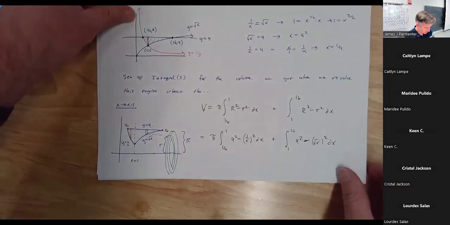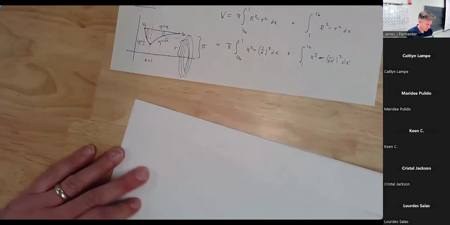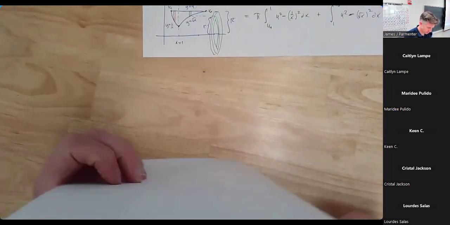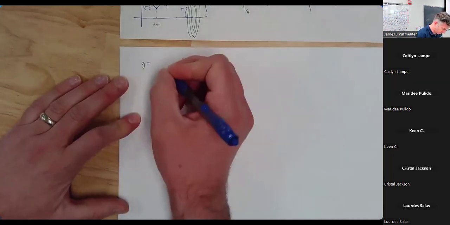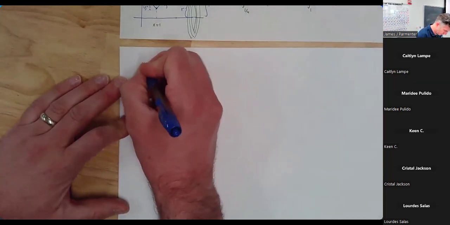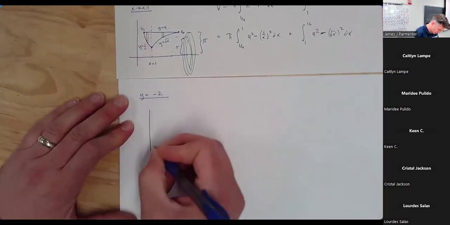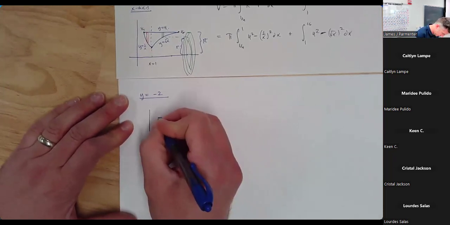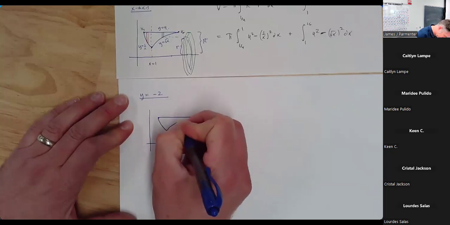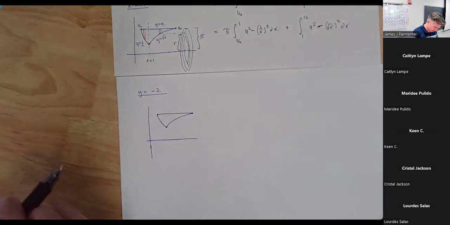Okay, let's look at a different axis that is also horizontal, and we'll do 2 of these actually. So let's say we wanted to go around the line y equal to -2. So same region, but now we're going around this axis down here.